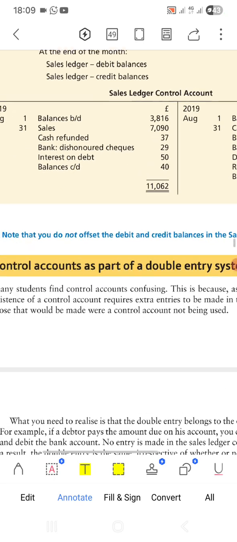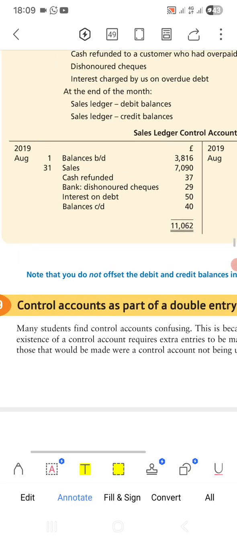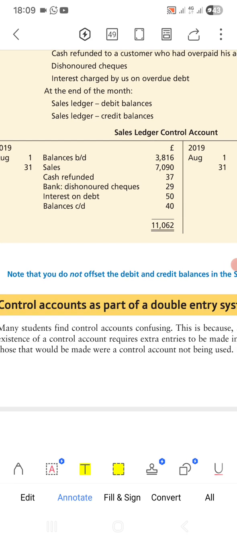Hello. Right, so we are going to start with the sales ledger control account. As you can see on the screen there, the format for the sales ledger control account is always on the screen. On the debit side, we'll be having the balance BD, then the credit sales for the month. Remember, here we are talking about the totals for the month. If you are saying sales here, we are basically talking about the credit sales for the month. We are talking about the totals for the month.